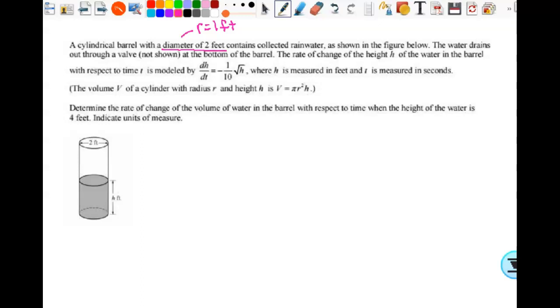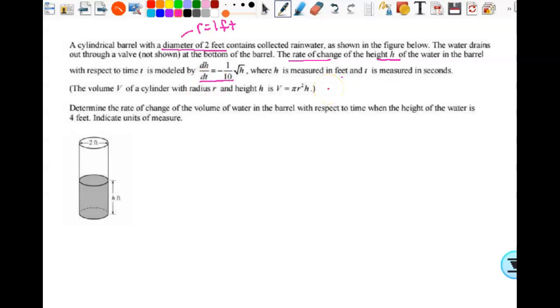The barrel contains collected rainwater, as shown in the figure below. The water drains out through a valve, not shown, at the bottom of the barrel. The rate of change of the height is this right here, so they give me that. H is measured in feet, T is in seconds. The volume V of the barrel is given, so it gives me the formula.